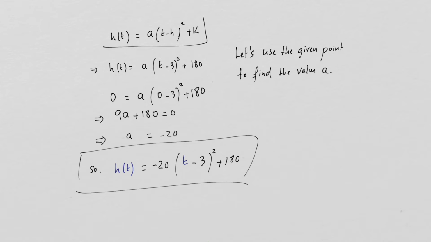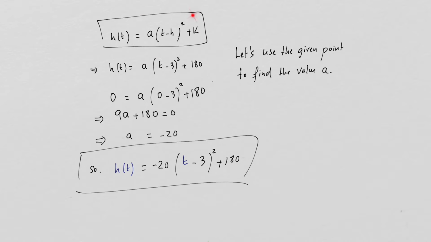So this is my general form, right? Now what I did here is I plugged in h and I plugged in k, and I need to find a, but I'm going to use this point. Momentarily, we're going to force h of t to be 0, and we're going to force t to be 0 just for a split second, just so I can find a. So I have 0 minus 3 squared plus 180 times a equals 0. Now, of course, exponent comes first, so this is 0 minus 3, which is negative 3. Negative 3 quantity squared is 9, so we have 9a plus 180 equals 0. Subtract 180, divide by 9, I got negative 20.